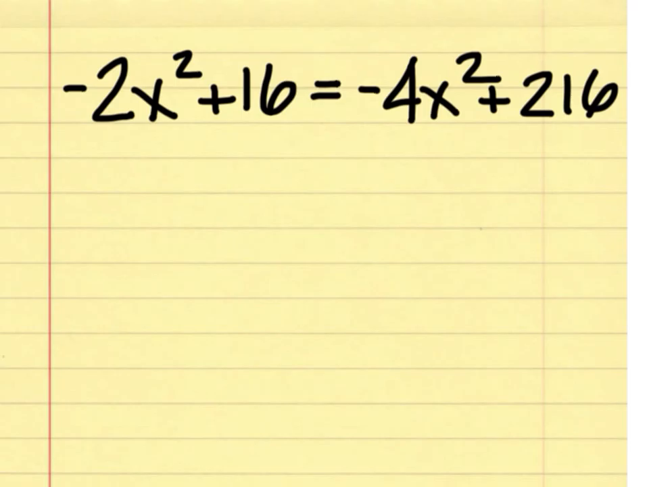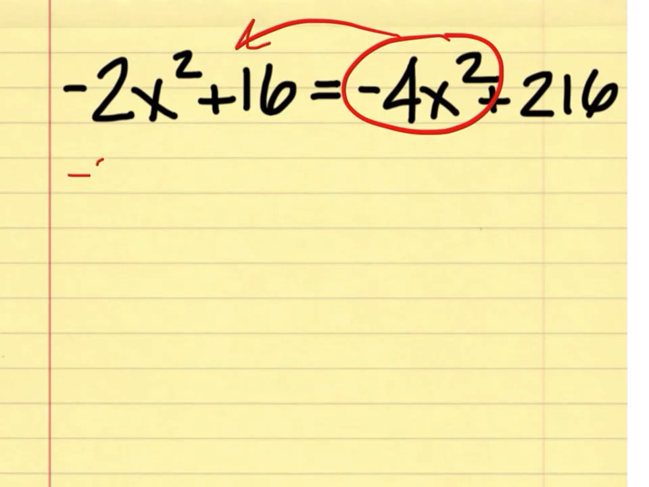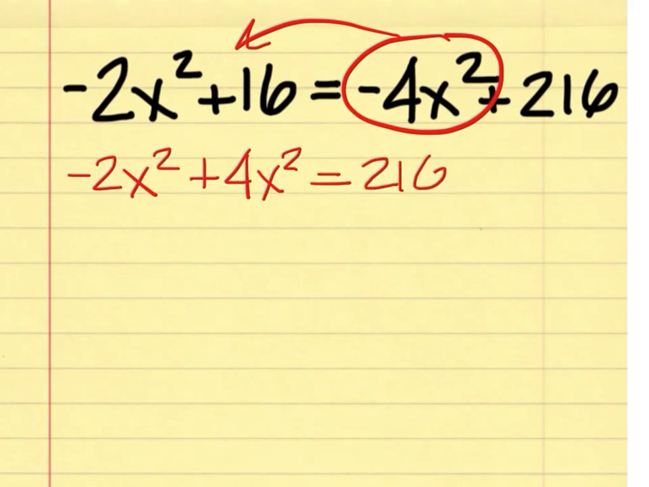So if I'm going to put like terms together, what's the first thing that I'm going to move? Hammond. Then we move the negative 4x to the left and make it positive. That's right. So we'll have negative 2x squared plus 4x squared. On the right-hand side, I have a 216, but something must be written beside it. And what is that thing?